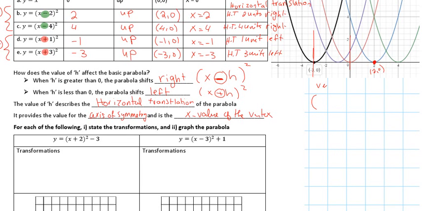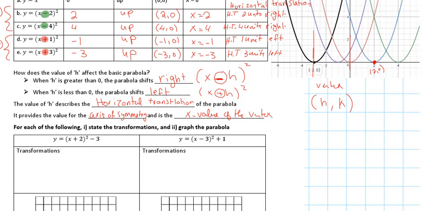So my vertex is what? h is the x value of the vertex, and k is the y value of the vertex. So that tells me that my vertex is actually (h, k). So whenever I have both of them in my function, the h and the k values are going to determine my vertex.